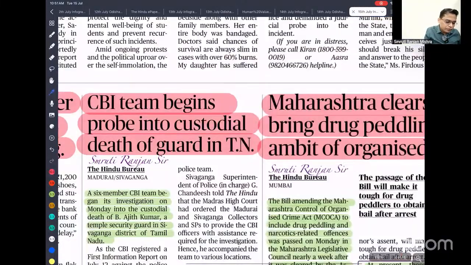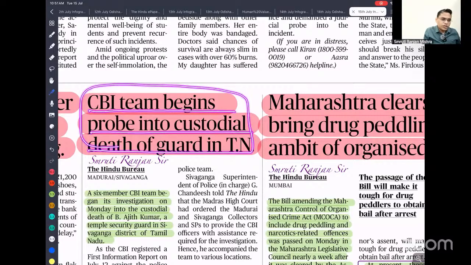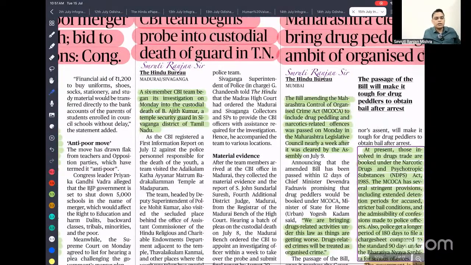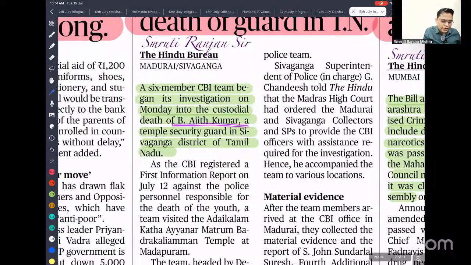Next, the CBI team began a probe into the custodial death of a guard in Tamil Nadu. Recently we have seen that one person, the temple guard named Ajit Kumar, died in police custody.